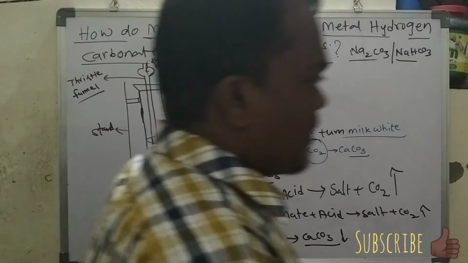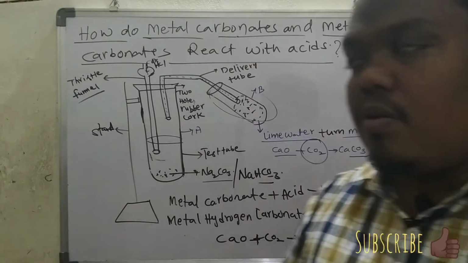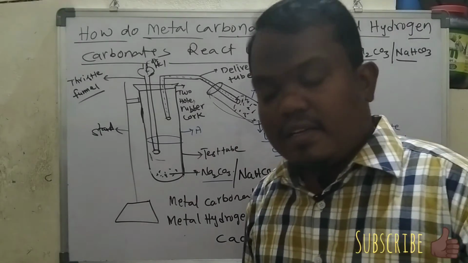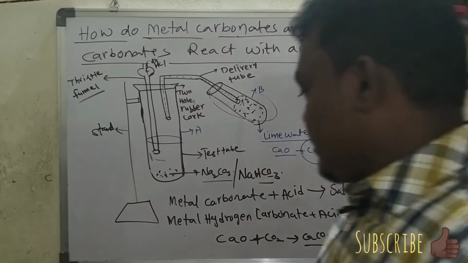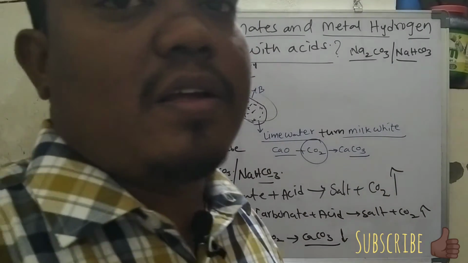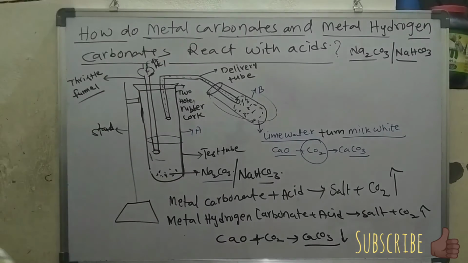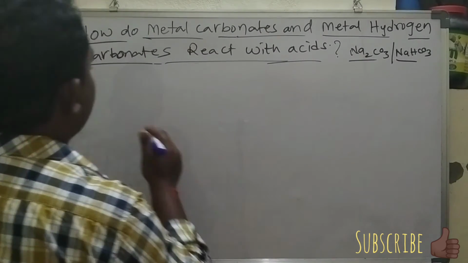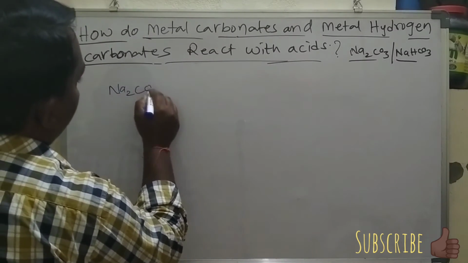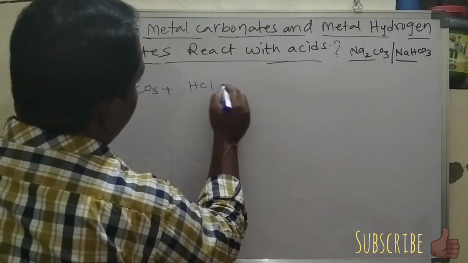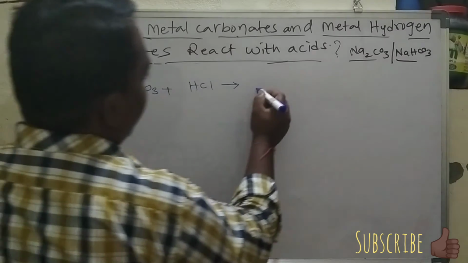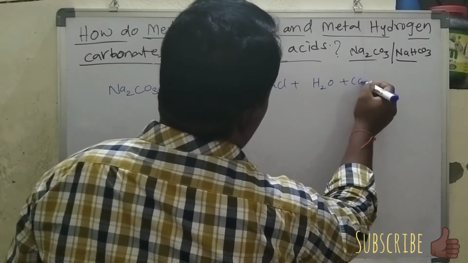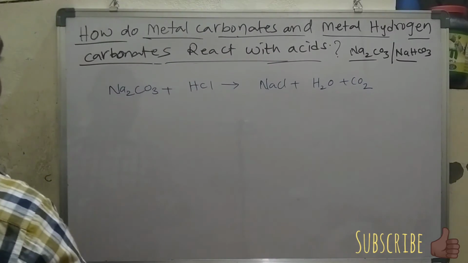So this is what we take in the test tube. Metal carbonates and metal hydrogen carbonates, when they react with acid, give us salt and carbon dioxide gas, right? So let me take an example. Let me write the equation: Na2CO3 reacts with dilute HCl to form NaCl plus H2O along with carbon dioxide.